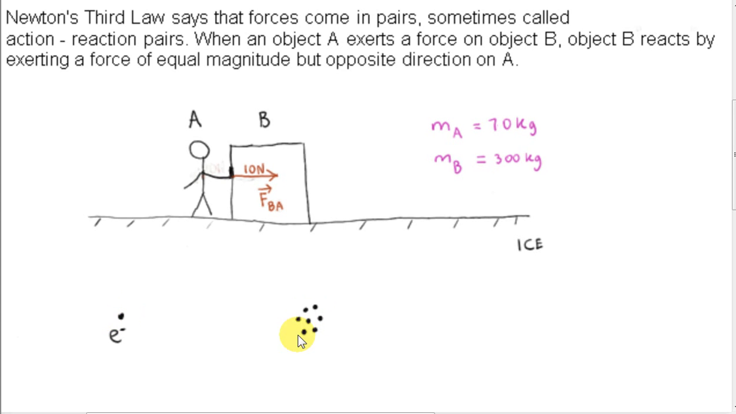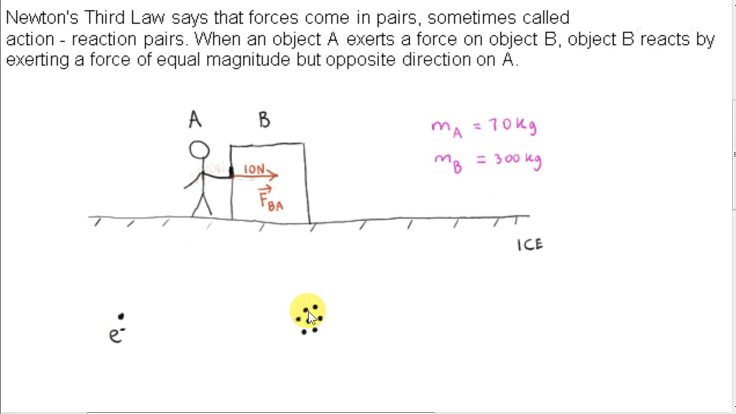So this object is not in contact with this object over here. This second object, which we call B, is a collection of electrons. It's a fact that the force exerted on this single electron, due to this collection of electrons, has the same magnitude as the force on the collection of electrons due to just this single electron. The forces will have the same magnitude but be opposite in direction.